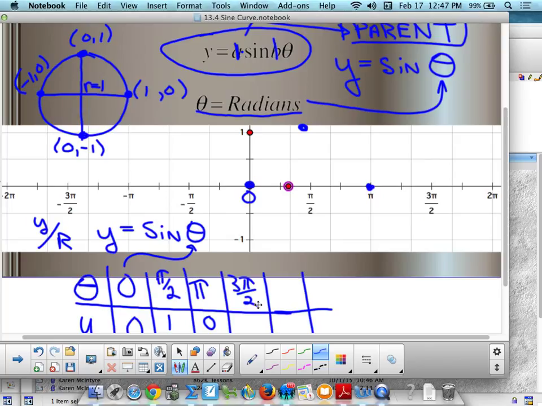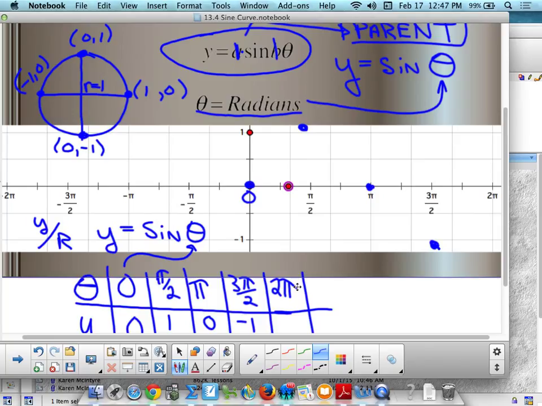Negative 1 over 1. Negative 1 over 1 is negative 1. That'd be about here, somewhere. Yep, right there. All right, I'm almost around the circle. I'm right here now. 2 pi. A complete circle. You went all the way around, 2 pi.